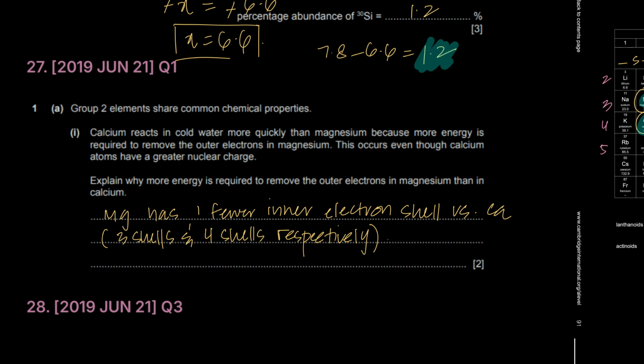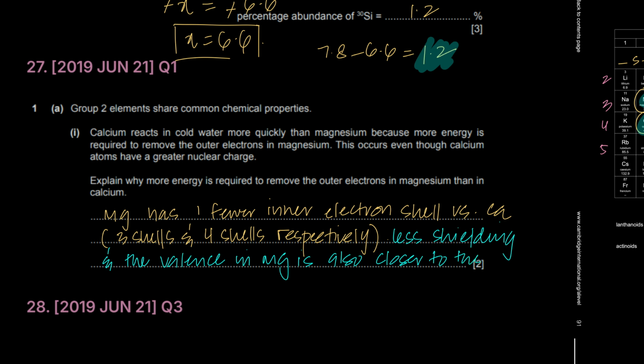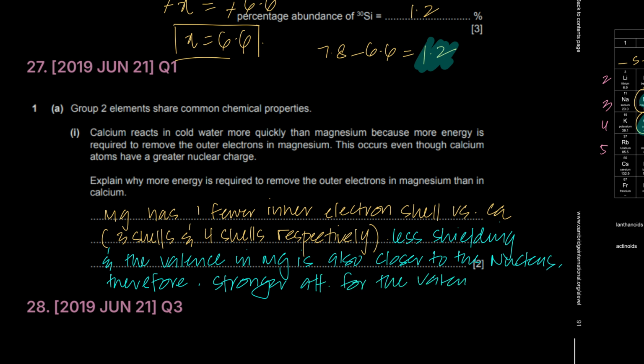And therefore this results in less shielding, S-H-I-E-L-D, and the valence electron is also closer to the nucleus in Mg. Therefore, stronger attraction for the valence electron of magnesium.